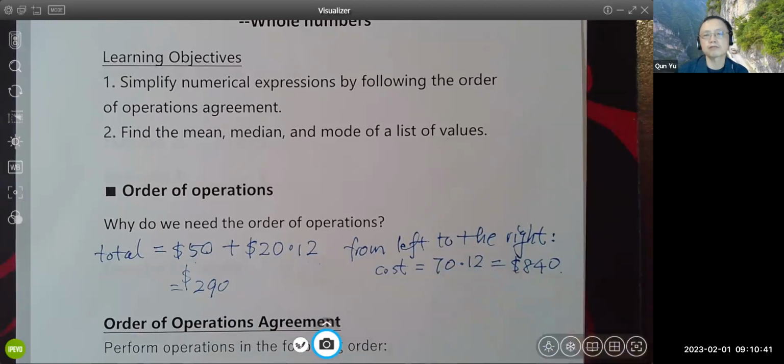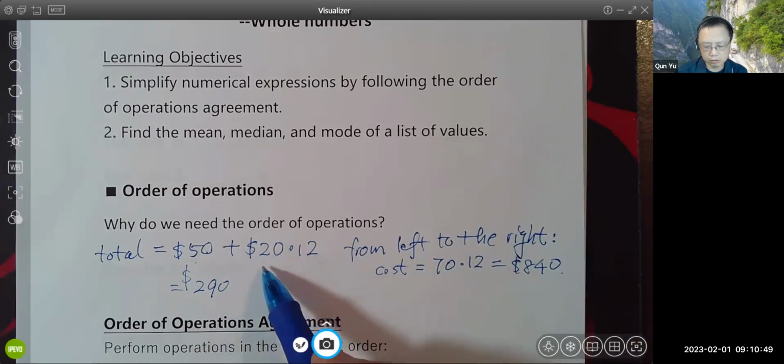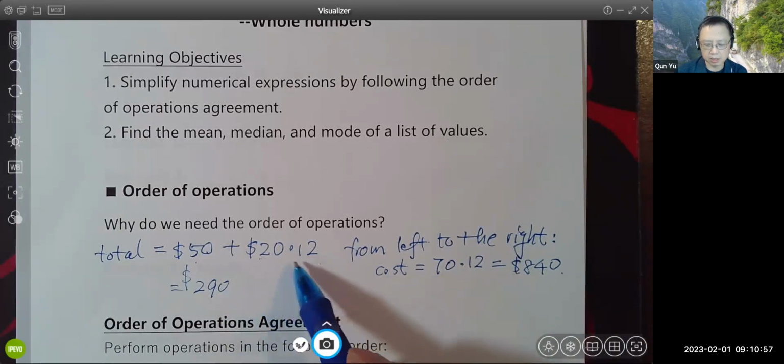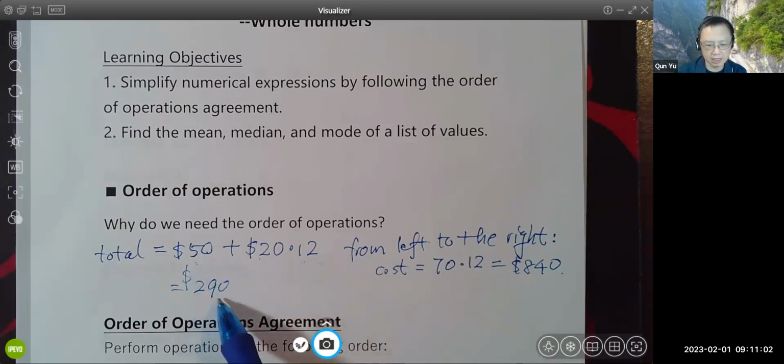But if we follow the order of operations, which we are going to learn as the next topic, we would have to do the multiplication first, according to the rule of order of operations. So if we multiply these two together, that will be 240. Then add 50, we get 290. We know that's the correct answer. And you see, if we don't follow the order of operations, we're going to have some ridiculous, wrong result. So that's why we need the order of operations.